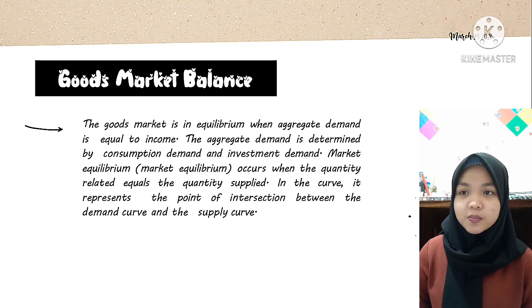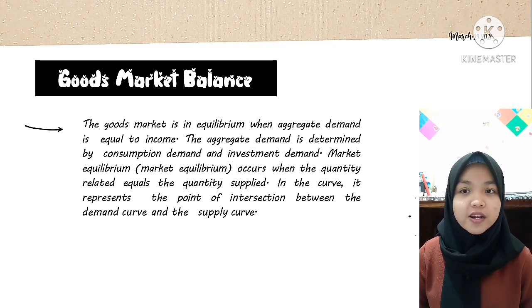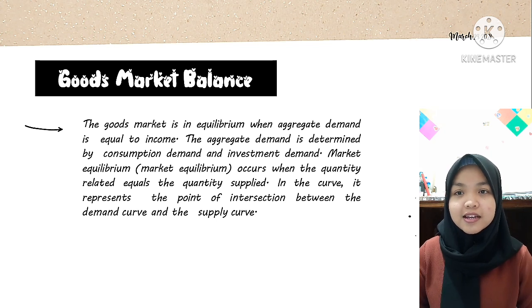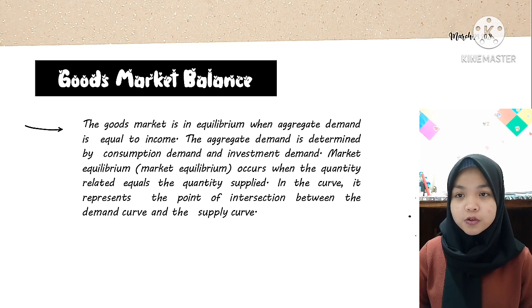The goods market is in equilibrium when aggregate demand is equal to income. The aggregate demand is determined by consumption demand and investment demand. Market equilibrium occurs when the quantity demanded equals the quantity supplied. In the curve, it represents the points of intersection between the demand curve and the supply curve.